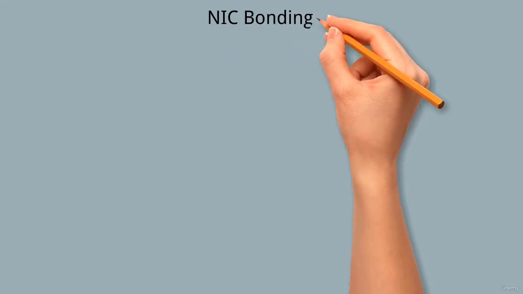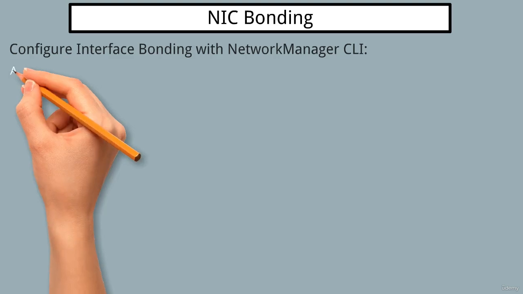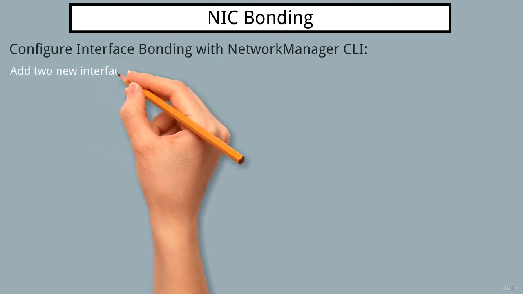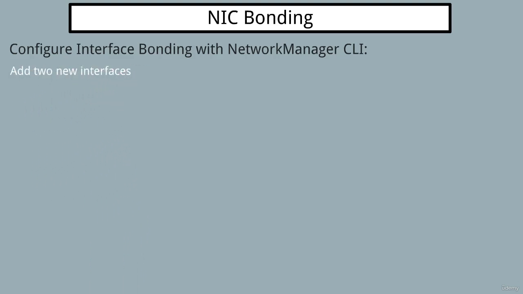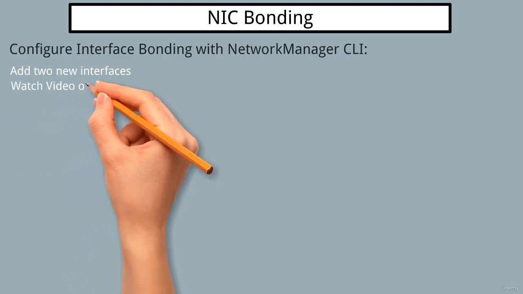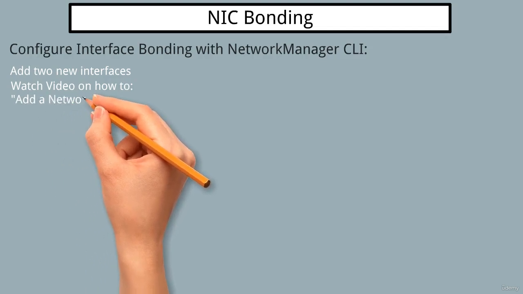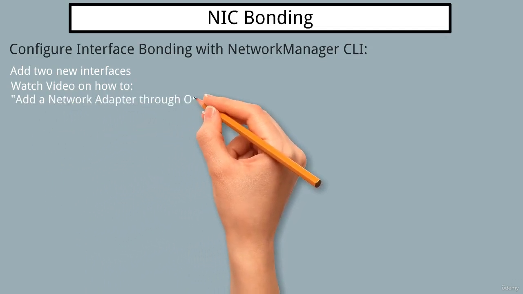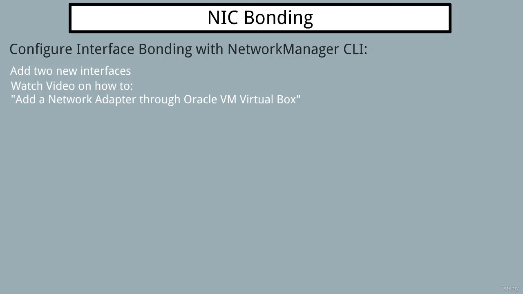In this section, we're going to learn how to do NIC bonding. First thing you want to do is add two new interfaces. If you don't know how to, I am using Oracle VM VirtualBox. There's a video before this video which you can watch, which shows you how to add a network adapter through Oracle VM VirtualBox. Just add two new adapters through Oracle VirtualBox if that's what you're using. If you're using VMware or something else, please go through adding two different interfaces so we can go through these examples.